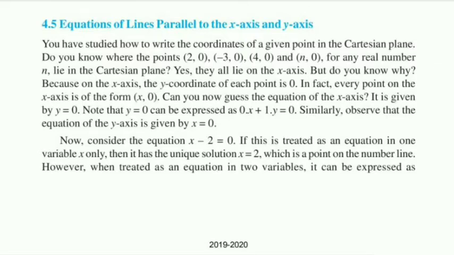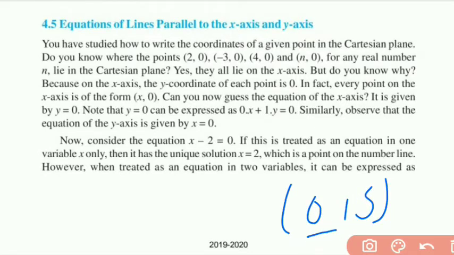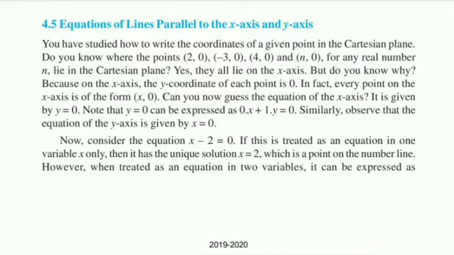If in any coordinate the value of y is 0, it means that coordinate will lie on the x-axis. Similarly, if the value of the x coordinate is 0 in any coordinate, for example (0, 5), here you can see the value of the x coordinate is 0. So if the value of the x coordinate is 0, the point lies on the y-axis. Two things I have told you just now.